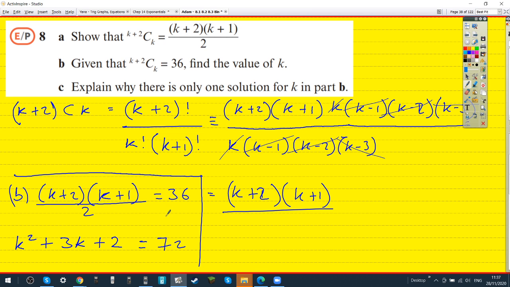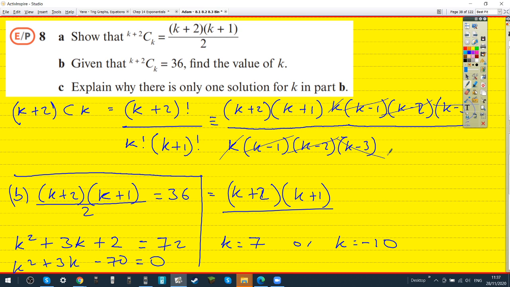So k1 is minus 1, k2 is minus 2. You didn't make it equal to 0. Oh, because we multiplied it by 2, didn't we? So you minus 72 on both sides, which gives you minus 70. So it'd be 1x squared plus 3x minus 70, which gives k1 equals 7, k2 equals minus 10.